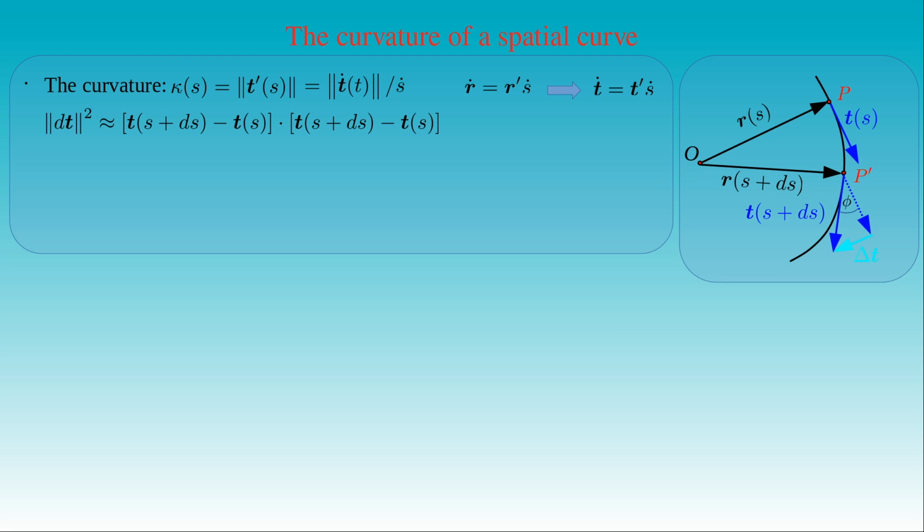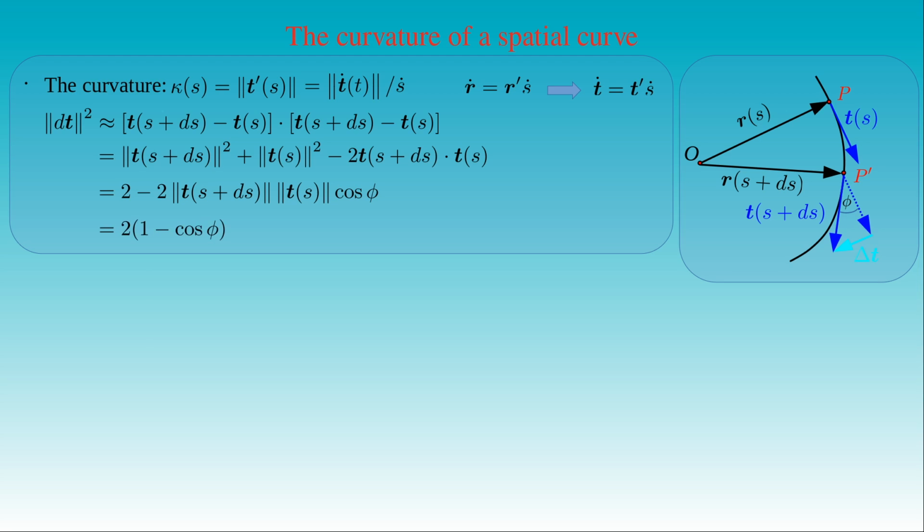If we break up the brackets, we can write the square of the length as the sum of the squared lengths of the vectors t(s plus ds) and t(s), minus 2 times the dot product of the vectors t(s plus ds) and t(s). Since the tangent t is defined as a unit vector, the sum of the first two terms in the right-hand side is equal to 2, and we can substitute the definition of the scalar product in the last term. Then the result is equal to the length of the vector t(s plus ds) times the length of the vector t(s) times cosine phi. The lengths of the vectors are unity again, and we obtain 2 times 1 minus cosine phi for the squared length of the vector dt.